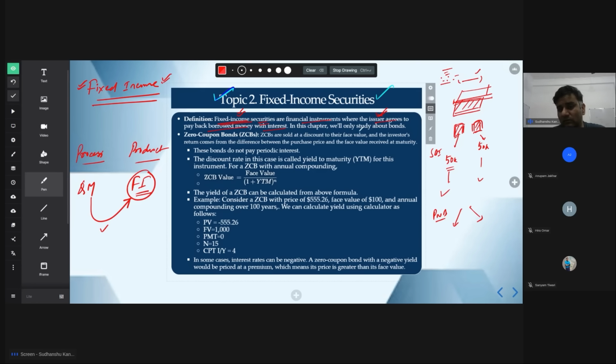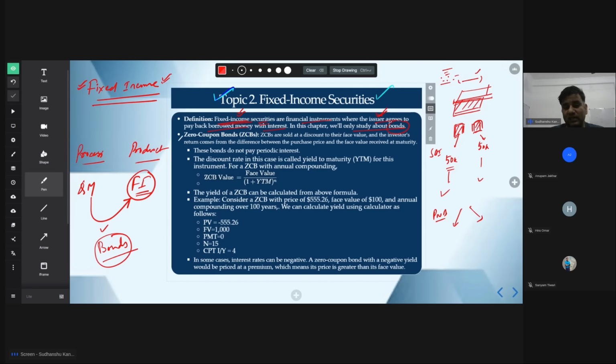And in this chapter, we'll only study bonds, right? Bonds are not like your FDs. Bonds are different instruments. Again, bonds are also pieces of paper, but they are generally issued by companies, where they issue bonds and state what percentage they will give, right? So bonds are one of the simplest kinds of fixed income instruments.